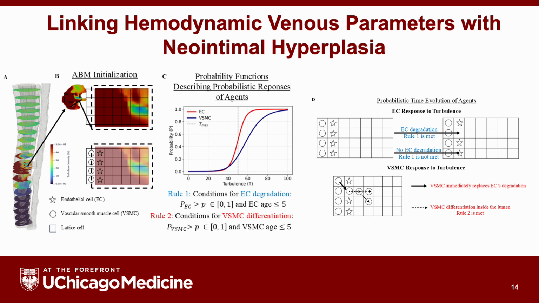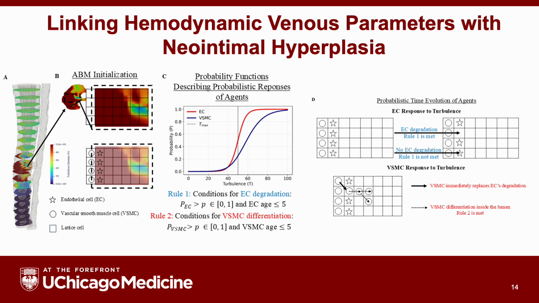Two types of agents, representing endothelial cells and vascular smooth muscle cells, are seeded, with endothelial cells in the innermost layers, as shown by the star symbol here, while the circle symbol represents VSMC. How do the cells respond to the turbulence profiles? We hypothesize that EC will degrade when the turbulence reaches a critical value. VSMC will then differentiate following EC degradation to thicken the vein wall.